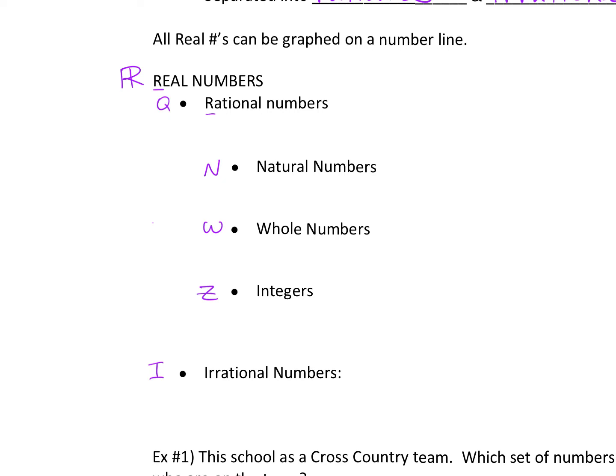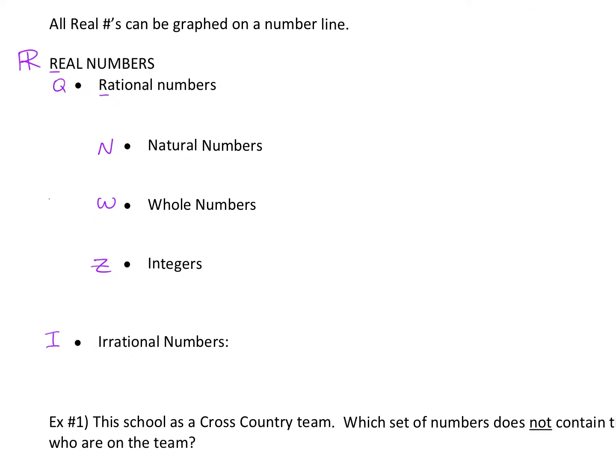Okay, so let's start with rational. The rational numbers, there's a few qualifiers for rational numbers. One is they can be written as a fraction. So for instance, A over B would be considered a rational number. If you can write it as a fraction, it is rational.